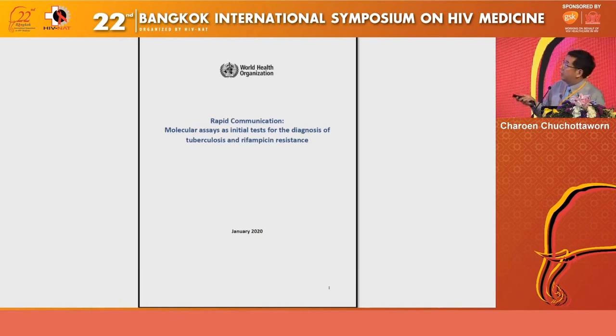Yesterday, I got a mail from my colleagues in the WHO on molecular assay as an initial test for diagnosis of tuberculosis and rifampicin resistance. Yesterday, the WHO recommended to substitute the smear with the molecular test, GeneXpert. This is January 2020. Yesterday. So I will not go into detail, but in this laboratory recommendation, they recommend using the molecular test to substitute the smear.